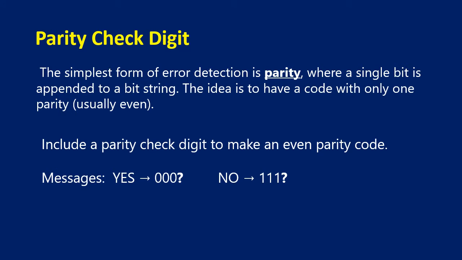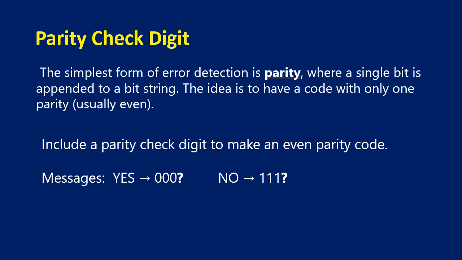Parity check digit. Okay, so the simplest form of error detection is parity, wherein a single bit is appended or added to a bit string. The idea is to have a code with only one parity, and usually that parity is even, although it doesn't have to be necessarily even, just usually. Okay, so we remember what we want to do is append a single bit or a single digit, so that all of the words in our code will have one parity.